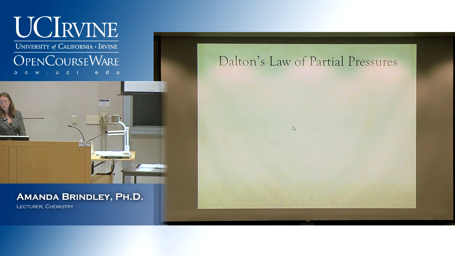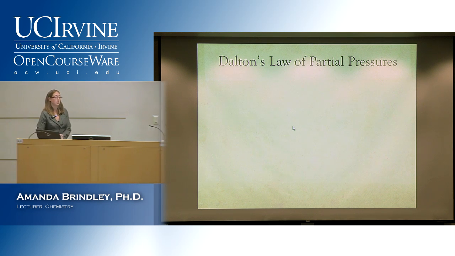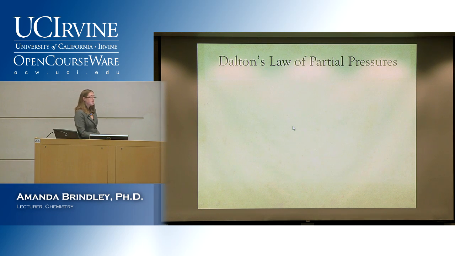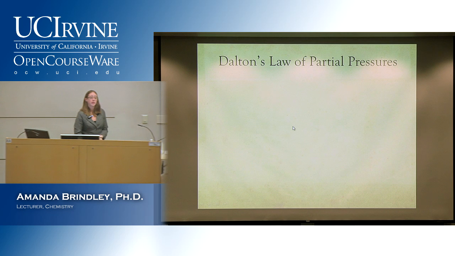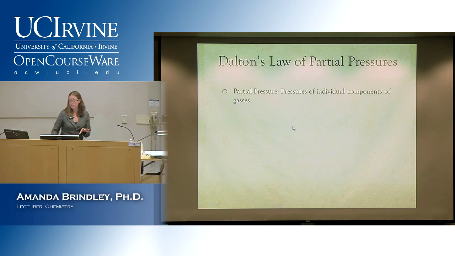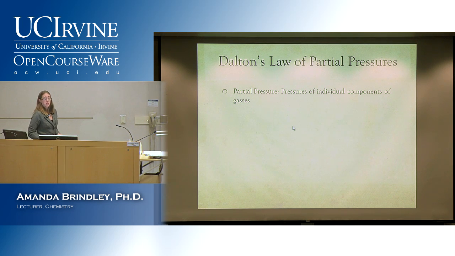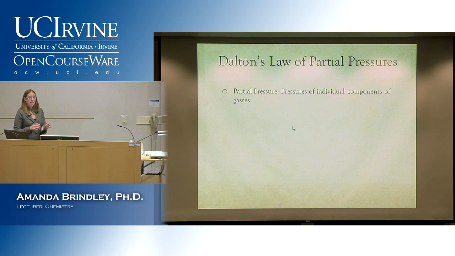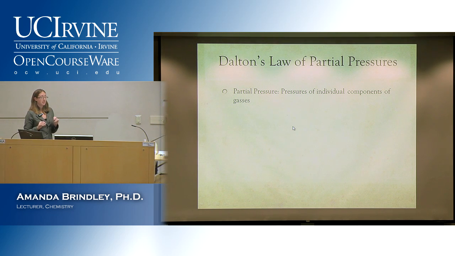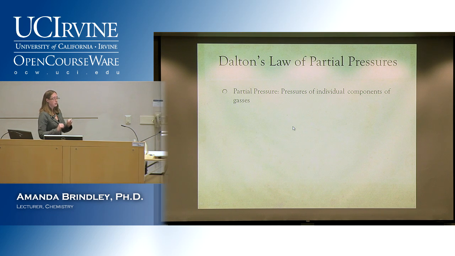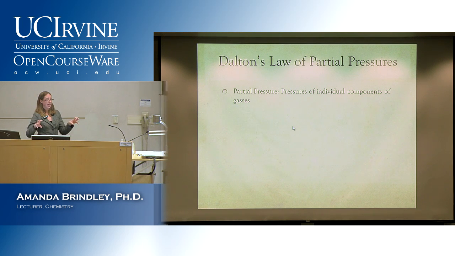All right, so starting off with Dalton's law of partial pressures. This is going to come into play with mixtures where you have multiple types of gases coming together. What's going to happen here is that you can treat each gas completely individually, which is really nice. You can treat it as if you have one gas there and another gas.